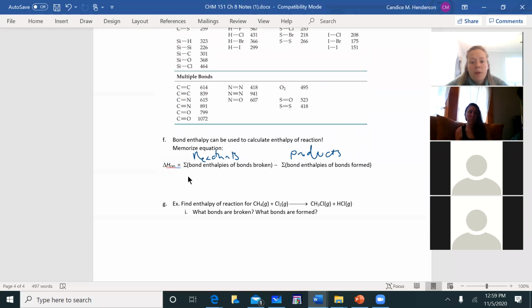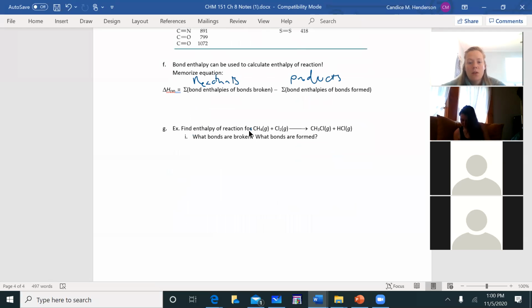So let's look at an example here. And do note that this is a molar relationship, or it's stoichiometrically related. So if you happen to have a 2 or a 3 or some other coefficient, you would need to multiply your values by that. So you'd want to put that out in the front. But if we're looking at this here, we've got CH4 plus Cl2, and it forms CH3Cl plus HCl. So it might help you to draw the structures of what you're starting with.